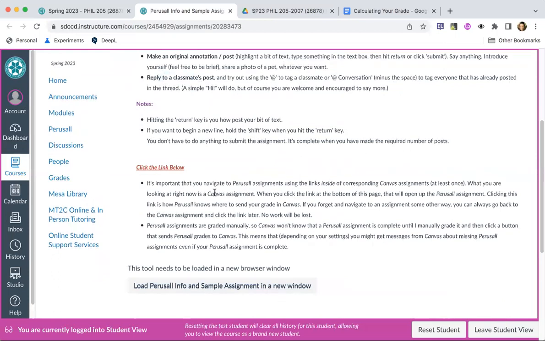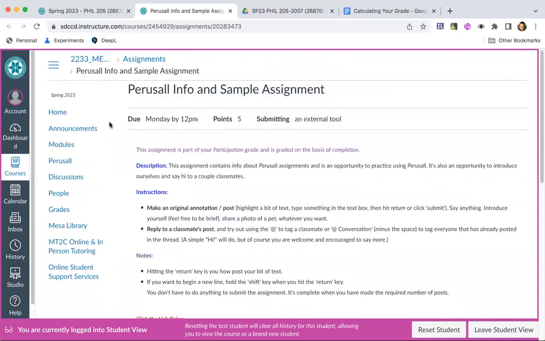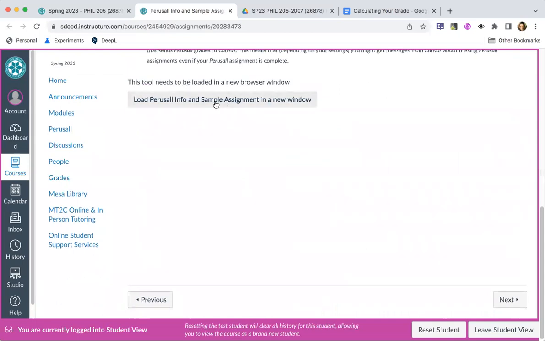The other thing I really want to emphasize is that when you do a Perusall assignment, at least once you have to open this assignment like you did from Canvas and use this specific link to get to the Perusall assignment. That is how Perusall knows where to send your grade to Canvas, because it's software integrated with Canvas, but it's technically different. So Perusall will keep track of your work and there will be grades in Perusall, and then Perusall sends them to Canvas.